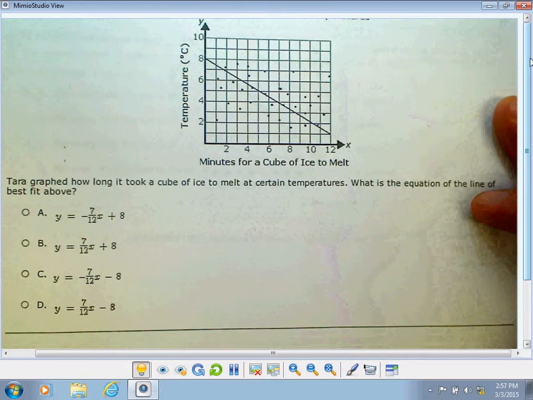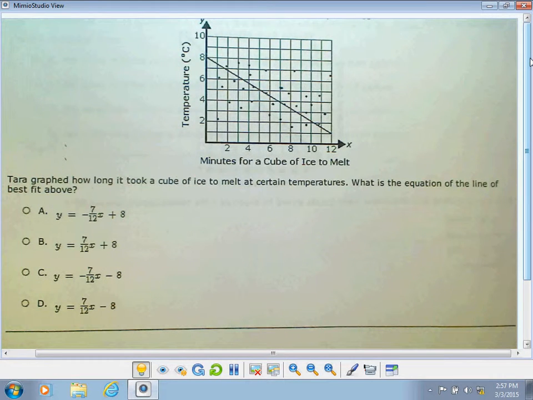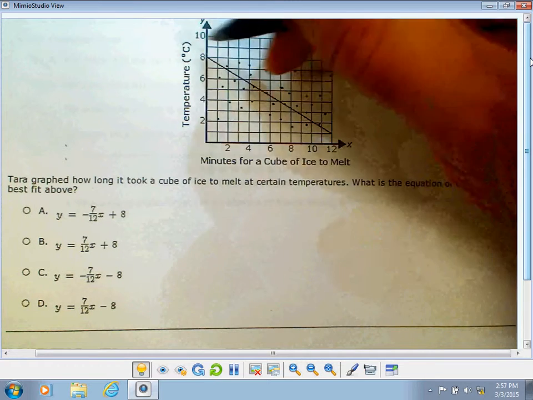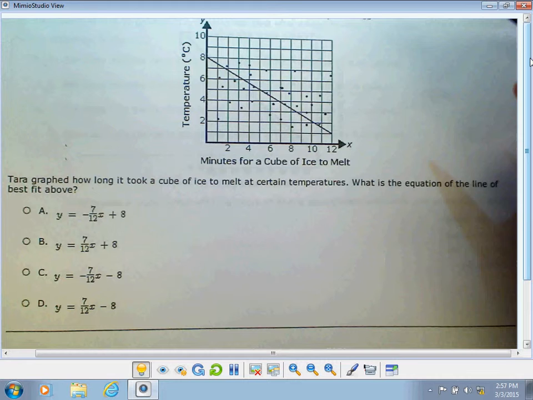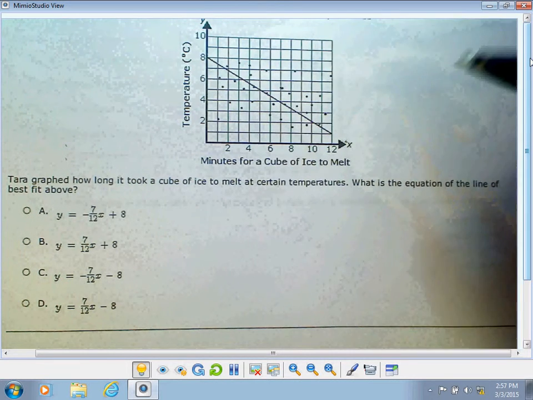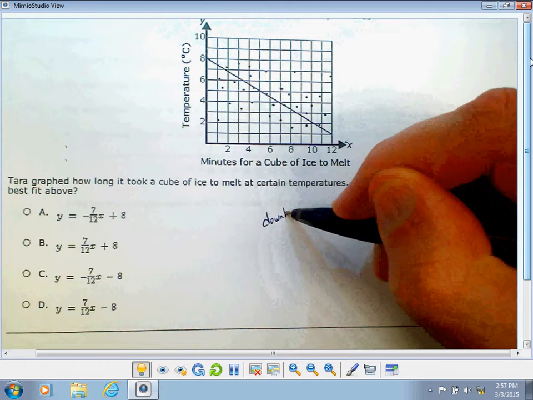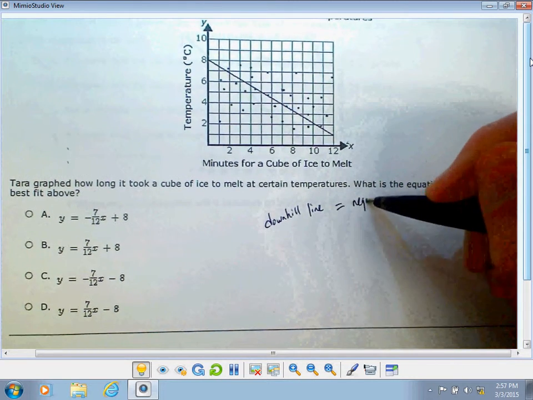Okay, talking about time to melt at certain temperatures. It says Tara graphed how long it took a cube of ice to melt at certain temperatures. What is the equation of the line of best fit above? So here again we're asking, what is the equation of this line? Well, the first thing I see is a downhill line. That means negative slope.